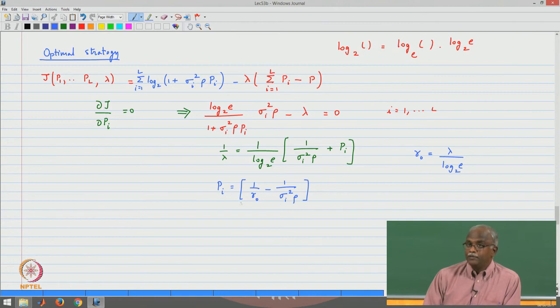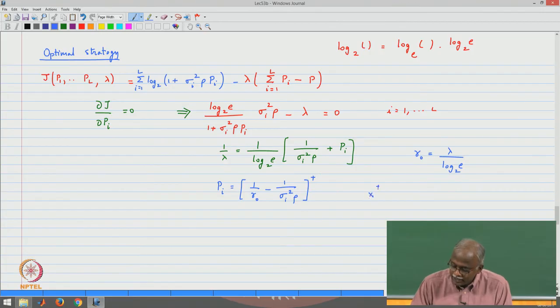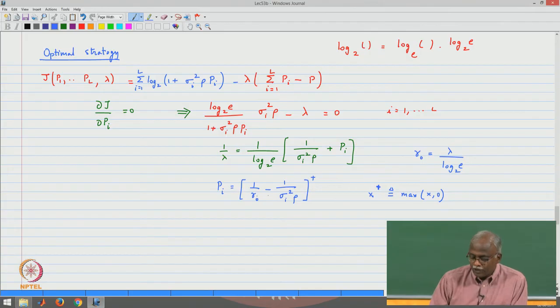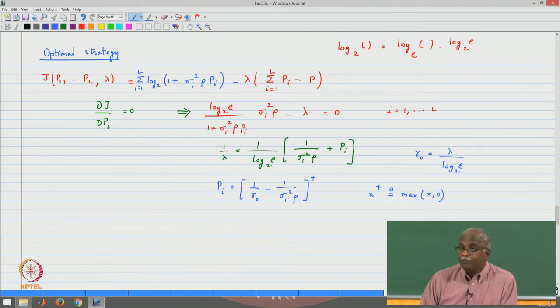And of course, since this is a power allocation problem, we would like to make sure that only positive powers are allocated, because the plus sign notation says that x plus is defined as the maximum of x comma 0. So, if it is negative, then you choose 0 as the threshold. So, from the partial derivatives, we get an expression for each of the pi's.